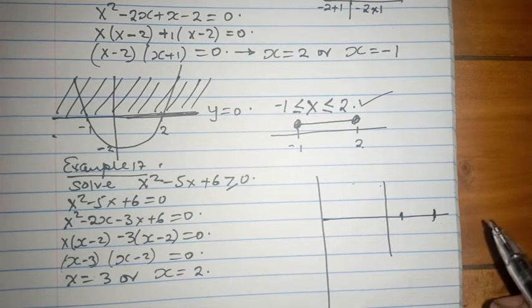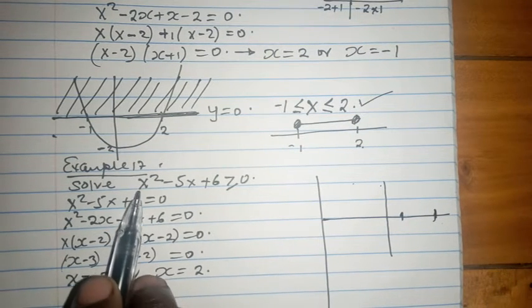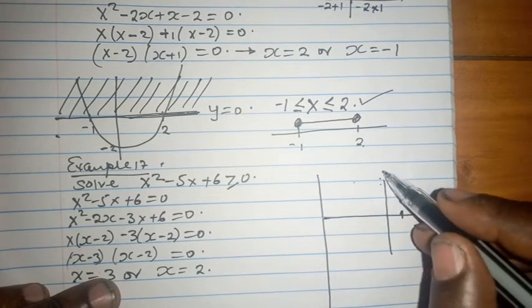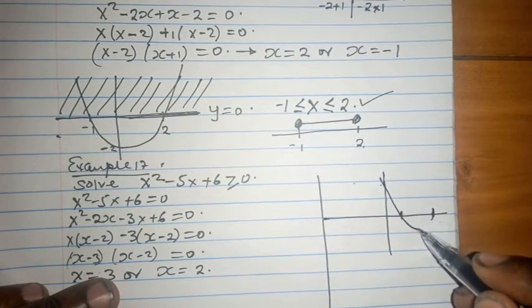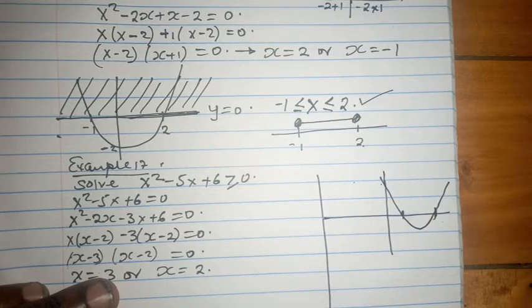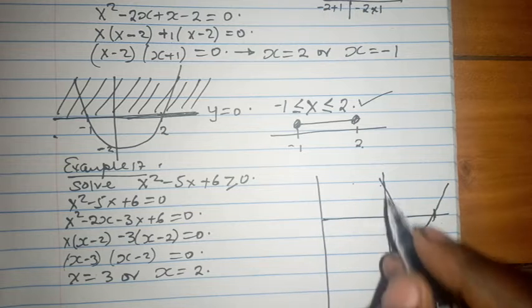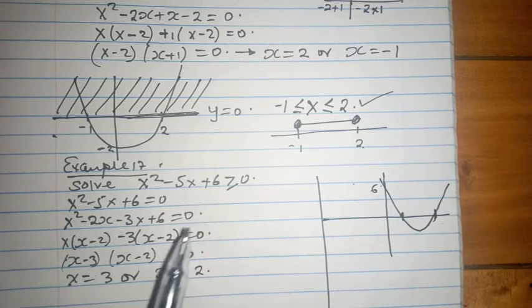I don't know the nature of the graph, but of course a is greater than 1. So we are going to have a U shape. The graph is looking like this. It's going to have a U shape. And of course, when x is 0, this is 6. You can see that.